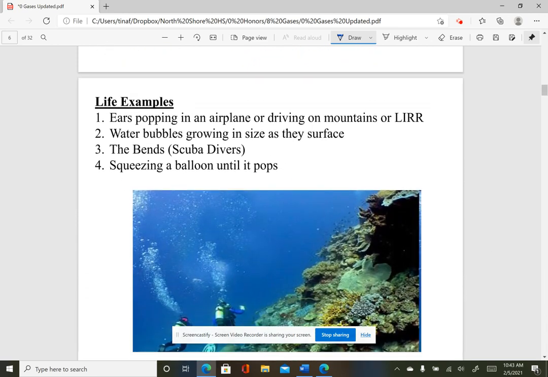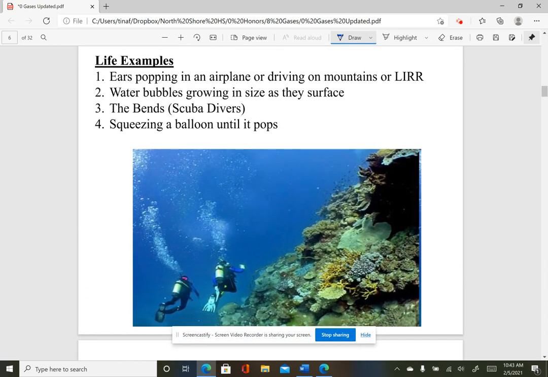All right, so some real life examples of that. You can obviously read through these, but the one I like to talk about is the water bubbles. If you imagine diving down to the bottom of a 9-foot pool, one of those big deep end pools, usually when you go down there, your ears start to hurt, right? You start to feel that high pressure as you're down low. As you come up to the surface, the pressure decreases. So what happens to volume when pressure decreases? Volume increases.